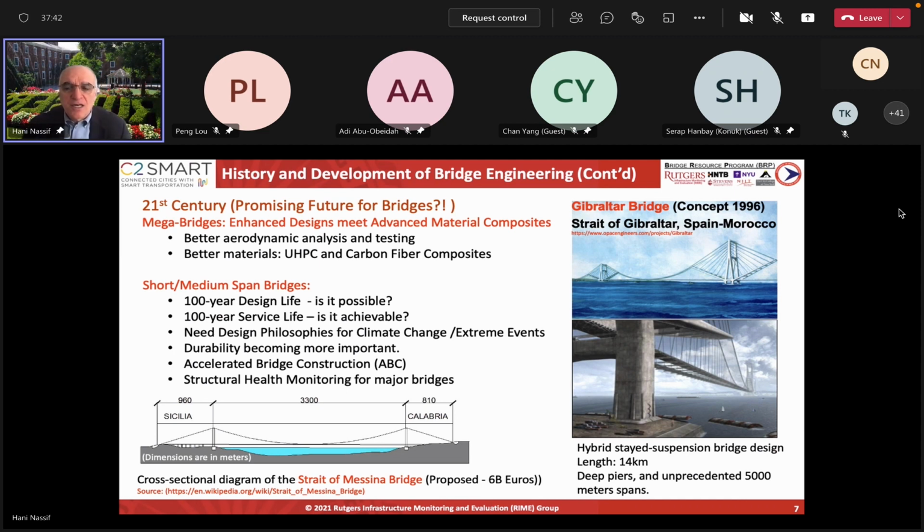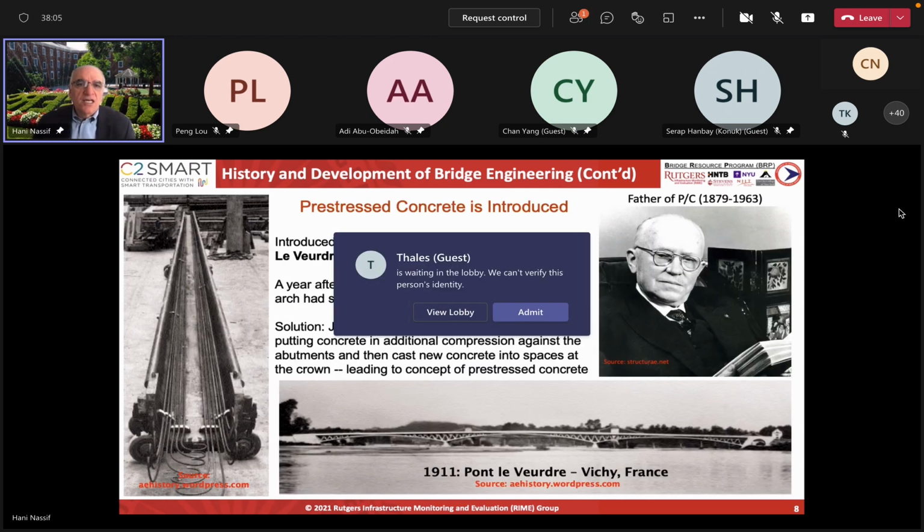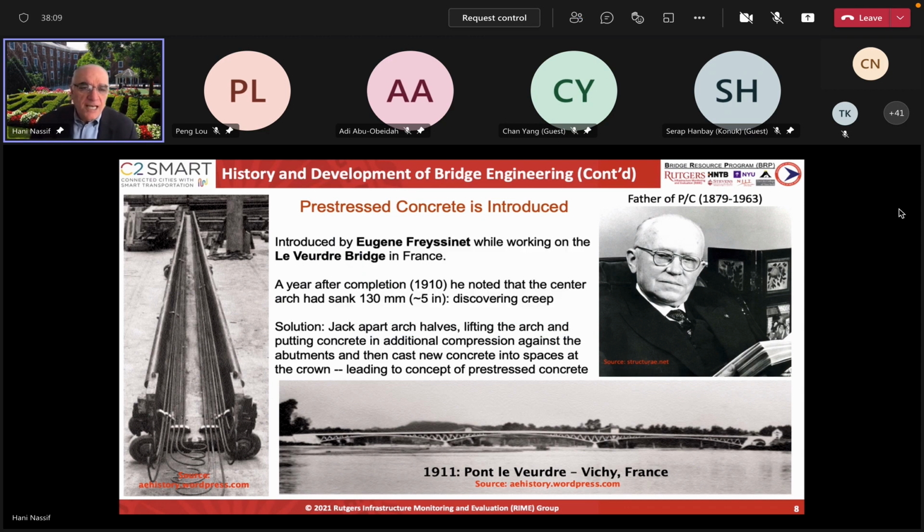I think with the ultra high performance concrete and the carbon fiber composites, the fibers that we add, right now we have the material. I think we just need to have a little bit more daring. Like what happened with the shift from reinforced concrete to precast concrete on the turn of the last century. And this brings me to precast concrete, the topic of the day.